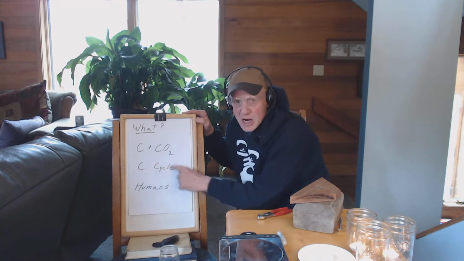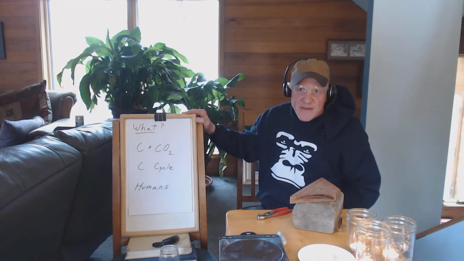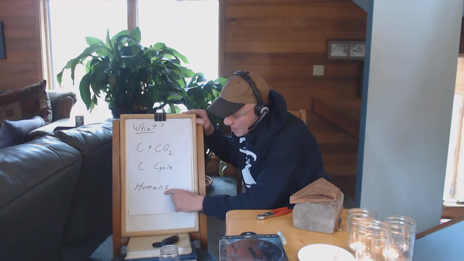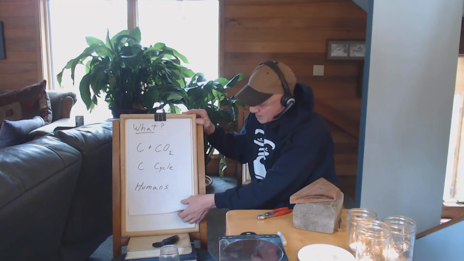So, what we're going to learn today is what is carbon and what is carbon dioxide. We're going to learn about the carbon cycle, the fast cycle and the slow cycle. It takes millions of years. And how humans are part of that carbon cycle.